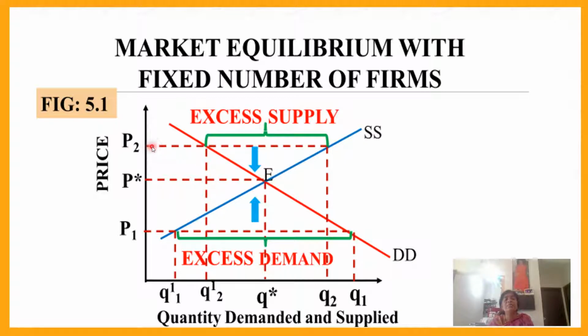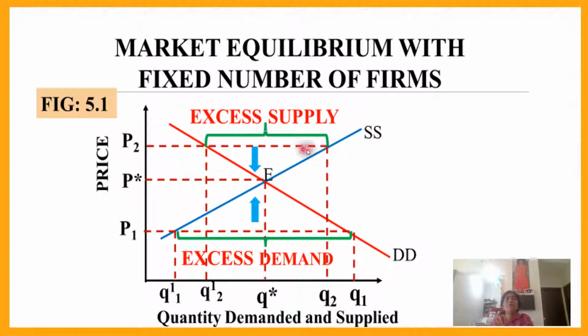When price decreases from P2 to P star, what will happen? We know the demand: when the price decreases, demand increases according to the law of demand. What is the demand at P2 price? Q2 dash. It will increase back to Q star. That means it will come to the equilibrium quantity, from here to here.